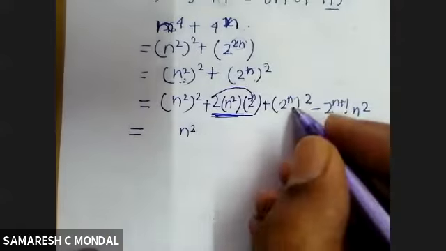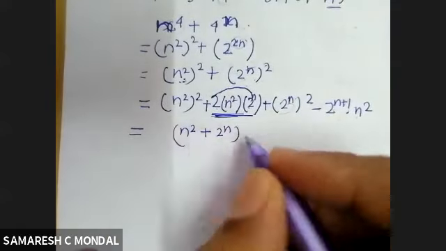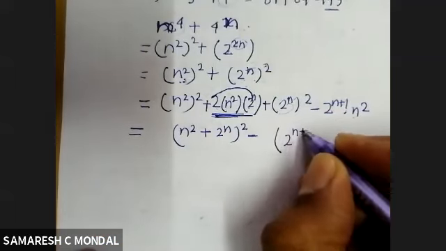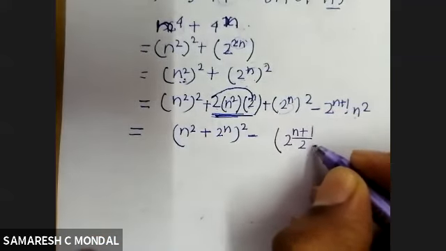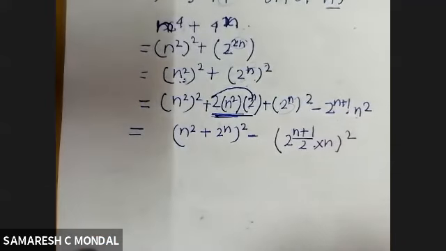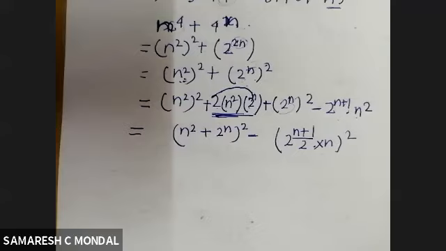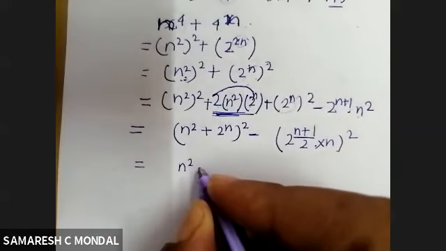So n square plus 2 to the power n the whole square minus 2 to the power n. I need to write this as whole square. So I'm dividing by 2 into n, the whole square. So it is a square minus b square. So what can we write this as? N square.